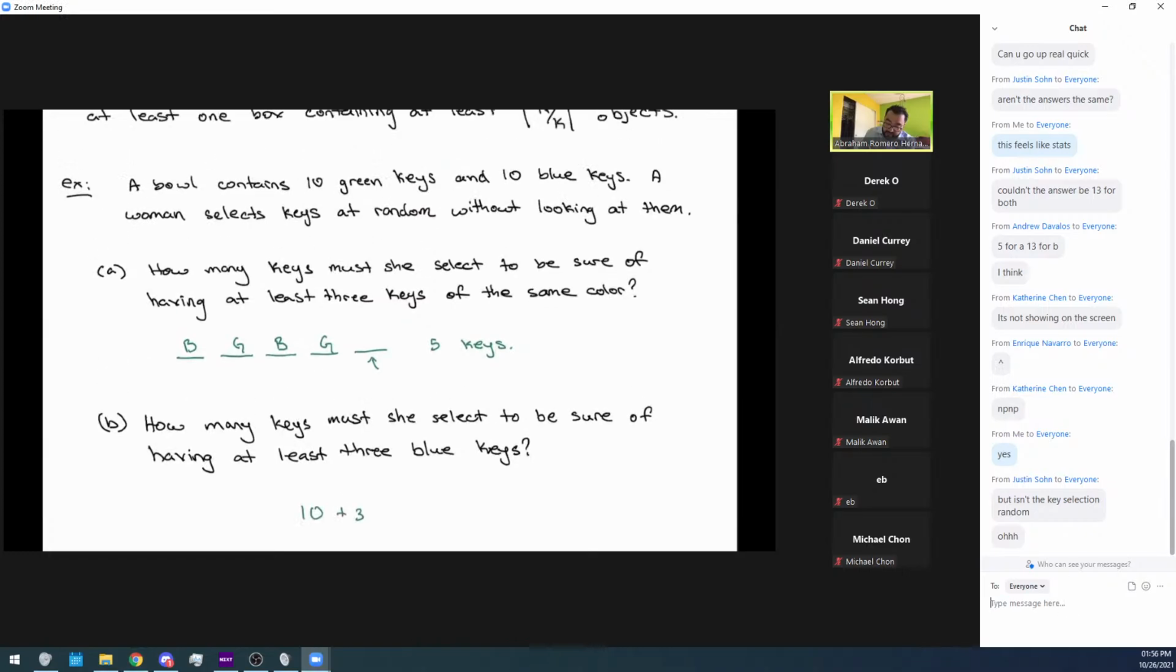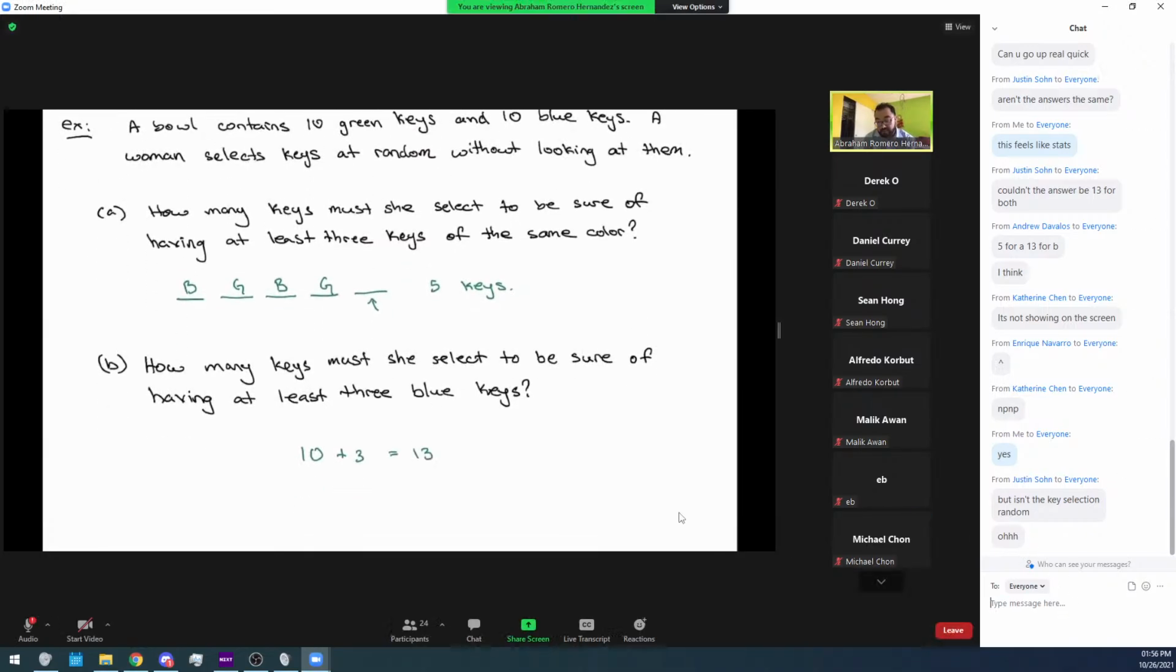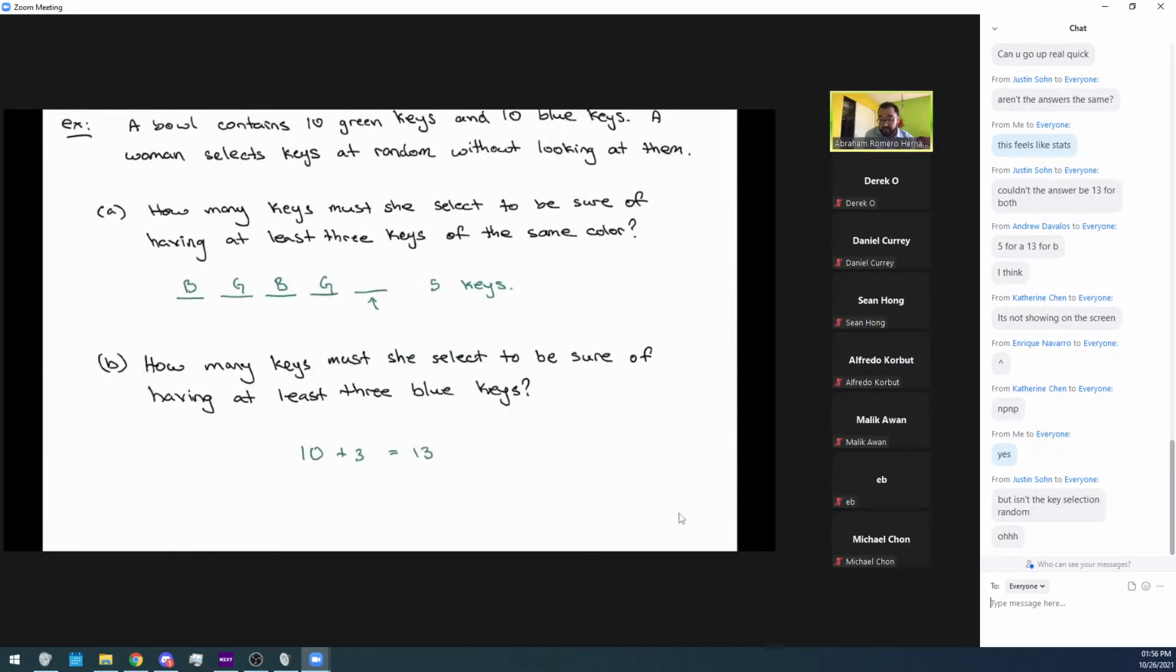So you need 13, at least 13. Is there a possibility that you pick 3 blue keys right away? There is. There's a possibility that you pick 3 blue keys. But to guarantee that you're going to have at least 3 blue keys, you must first get rid of the green keys first. And then select 3 more keys, and you're for sure going to pick the blue keys now. Good?